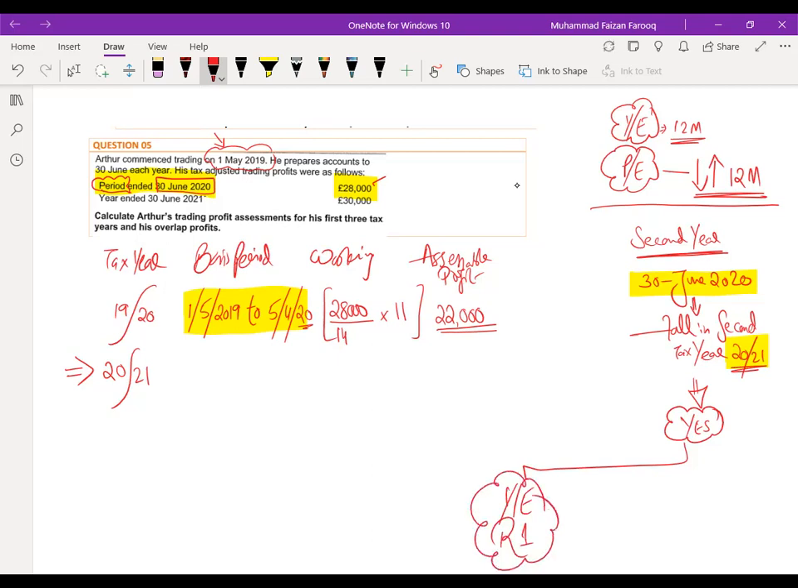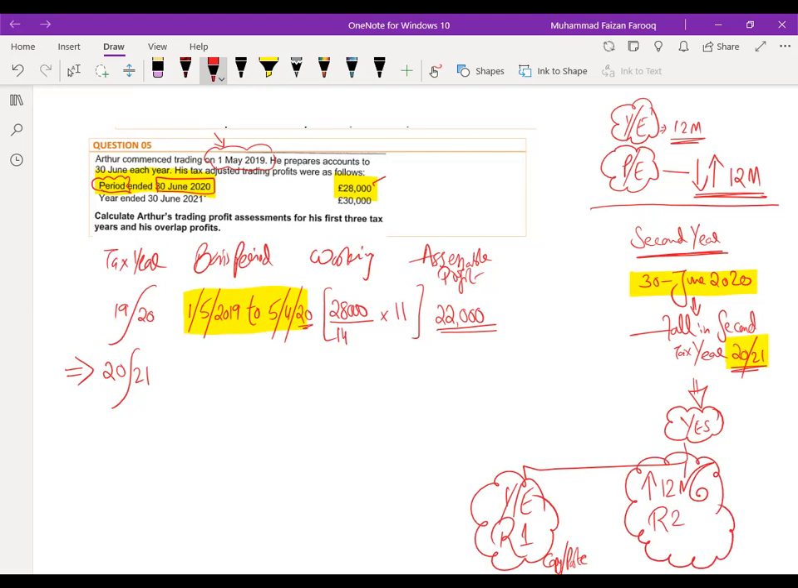Rule 1 was copy paste, right or wrong? Yes. But in this question, the one named Arthur, in Arthur's case, is it exactly 12 months or not? No, it's 14 months. It's greater than 12 months. So rule 1 will not apply. Rule 1 is not applicable.